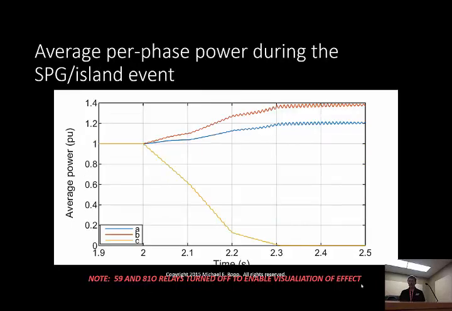I threw this plot in here to show you the average per phase power during this event that we were just looking at. And the reason is so that you can actually see the power rejection to the unfaulted phases. You notice that phase C's power drops to 0. Phases A and B go up. The inverter is trying to figure out how to get that power out. So it raises those phase powers up to try to do that.